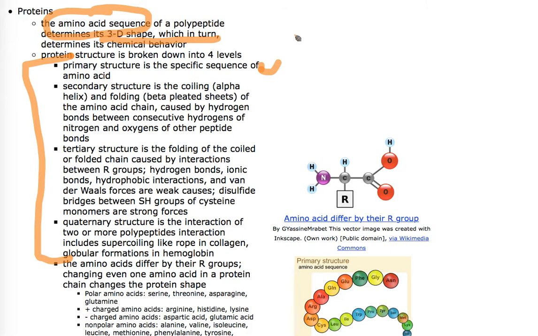The primary level is the amino acid sequence. The secondary level of construction is the coiling or the zigzagging or the folding of the amino acid chain. The tertiary structure is then a superfolding of the secondary coils on top of each other, and the quaternary structure is the union of 2 tertiary polypeptides with one another.